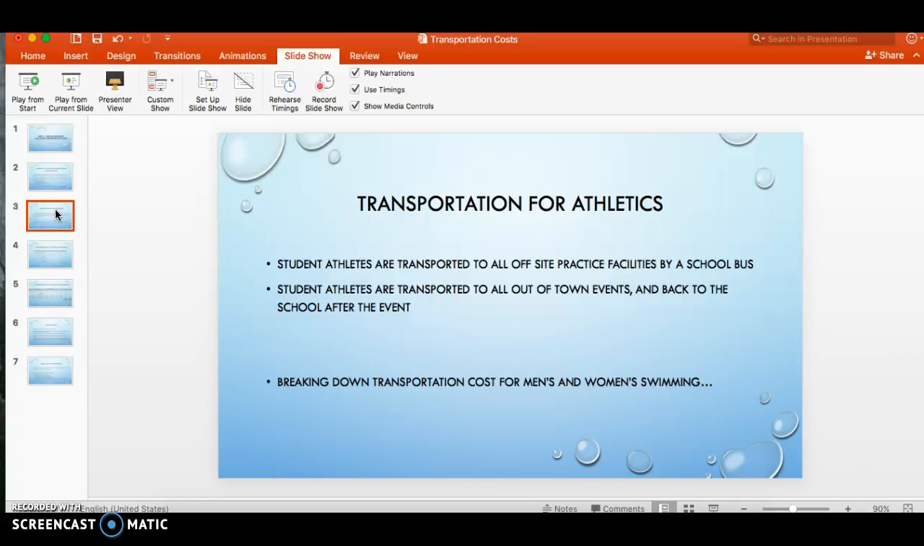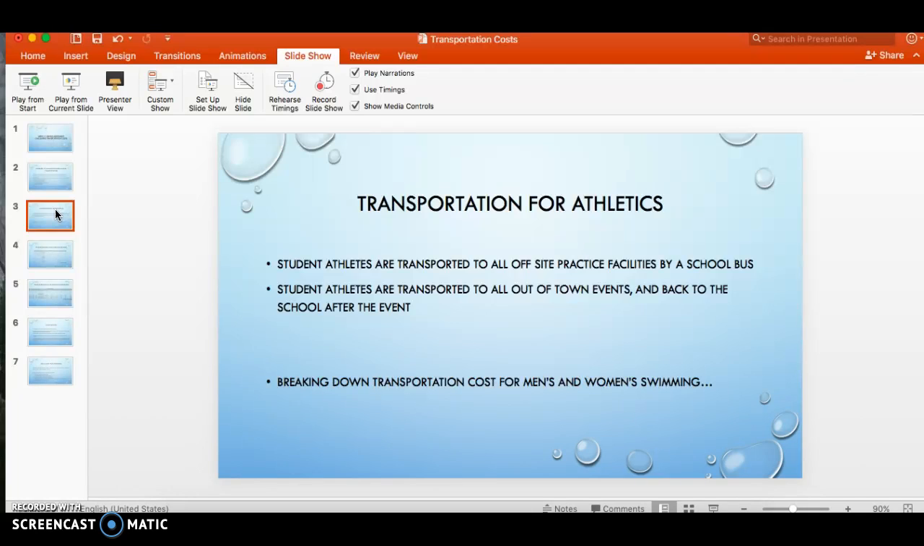So to look at transportation for athletics, the student athletes at Burlington High School are transported to all off-site practice facilities via school bus. That includes the football stadium, the golf course, and this will be the first year for the tennis facility. That will all be off-site facilities. They are transported to those facilities but are responsible for finding a ride home from those facilities. So the school bus doesn't transport the student athletes back to the school after the practice.